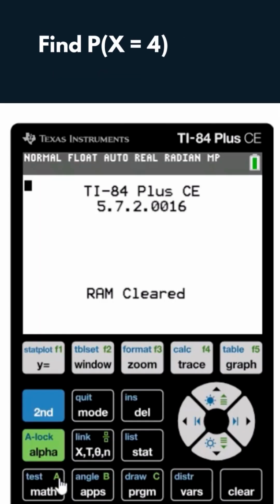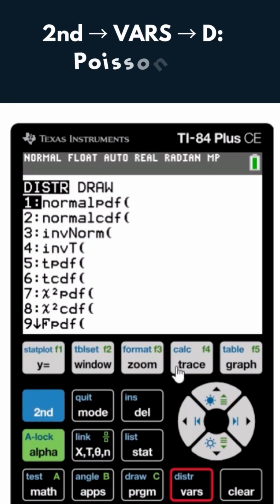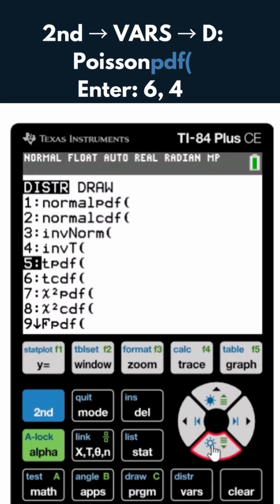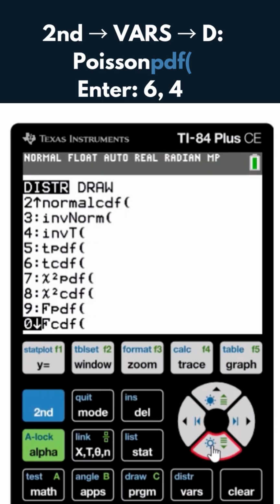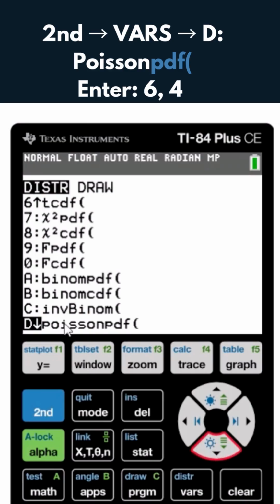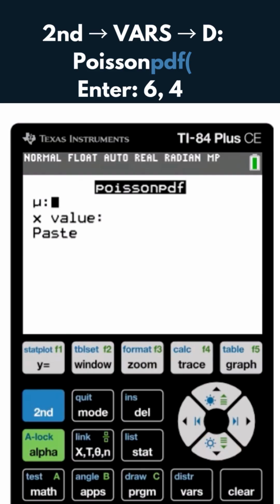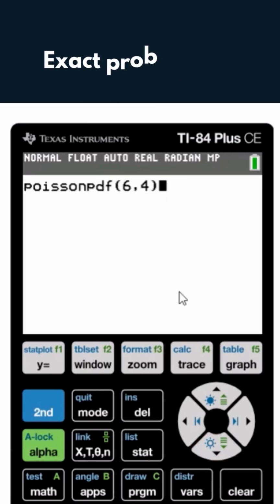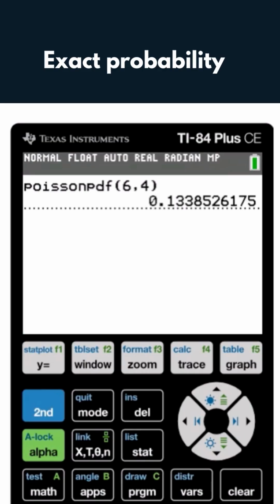First question: what's the probability that exactly 4 customers show up this hour? Press second, then bars to open the distribution menu. Scroll to Poisson PDF. Enter 6. Then 4, then hit enter. And just like that, the TI-84 whispers the exact probability.